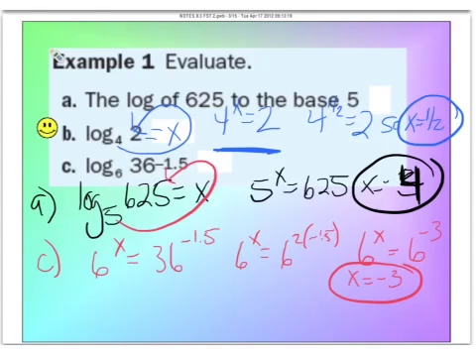C. Rewrite it as an exponent. 6 to some power is 36 to the negative 1.5. These two are not comparable until the bases are the same. So make the bases the same. The only thing you can do is rewrite 36 as 6 squared. Now that the base numbers are the same, you can compare them. Use your property of exponents. 2 times negative 1.5 is negative 3. What makes these two sides match up? x has to be negative 3.